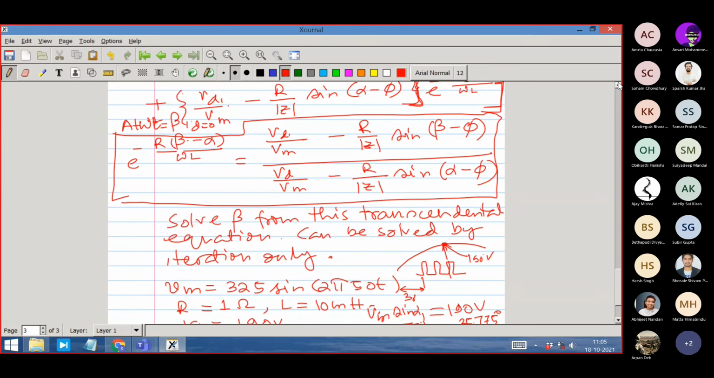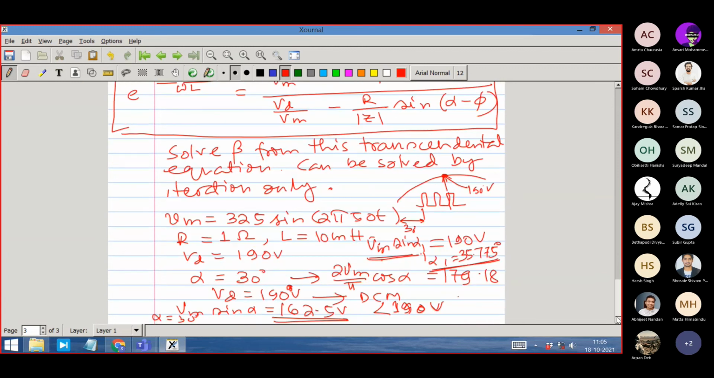where we know phi is equal to tan inverse of omega L by R, and we know all the other values. Vd is 190 volts, Vm is equal to 325 volts, omega is 2 pi into 50, and L is equal to 10 millihenry. So with these values we'll calculate the value of alpha and the value of beta, which is unknown at this point, and we have to guess it, somewhat guess it, and then fine tune the guess. So I request you to practice it.